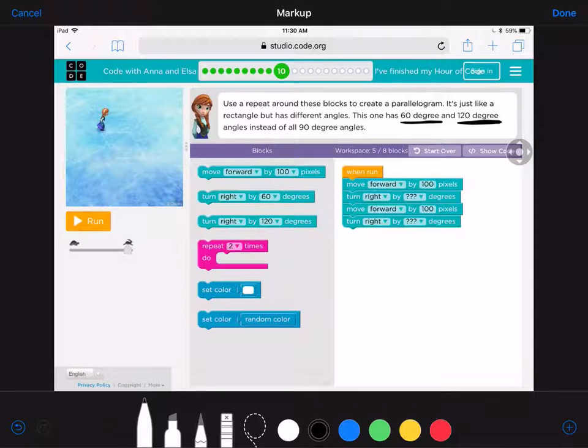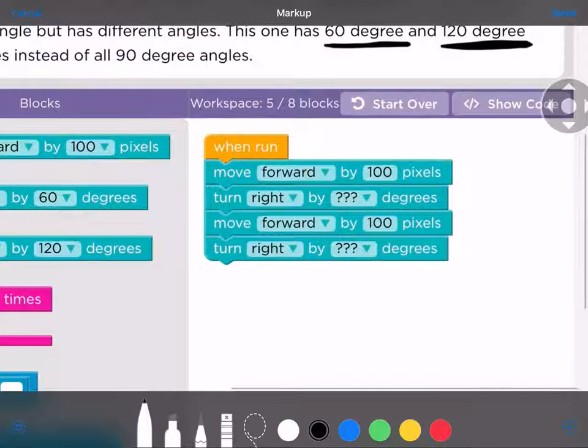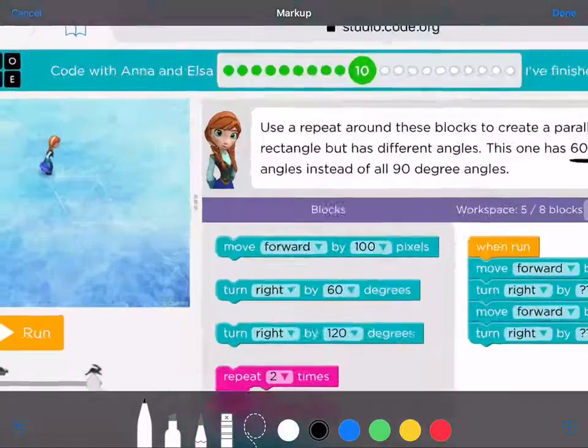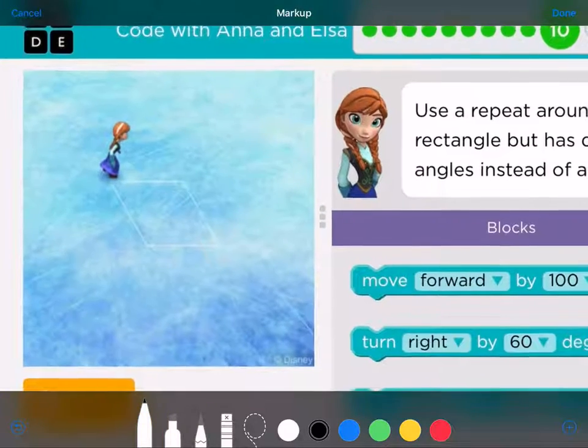And so if I'm looking at Anna, the direction that she's moving, first my command, she's going to move forward by 100 pixels, and then I need to figure out how many degrees she is going to be turning right. Now, just to help me solve this, I'm going to call that X. So let me go back to my picture here.